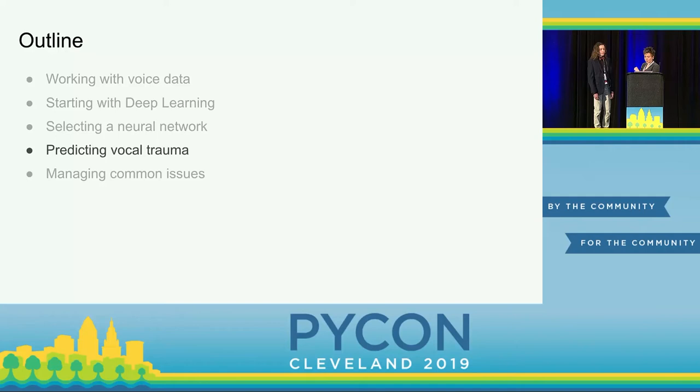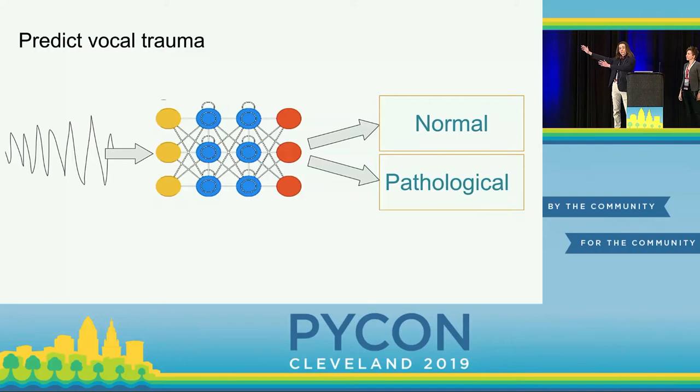All right. So we have all of our utterances from before. We feed them into this magical black box, and then it's supposed to spit out a classification as either somebody who does have vocal trauma or just a typical member of the population.